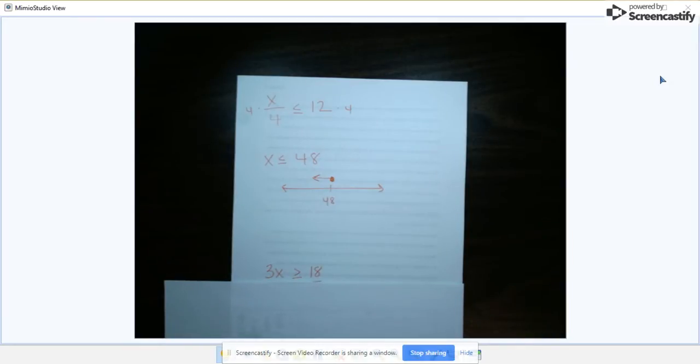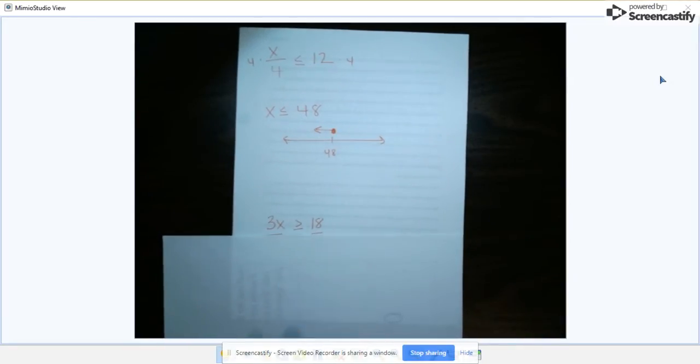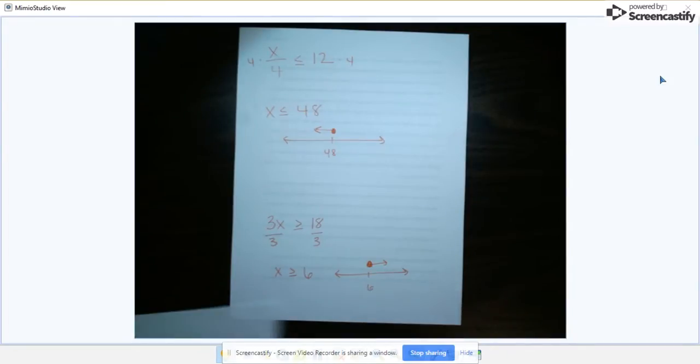Here's another one, 3x greater than or equal to 18. We get x is greater than or equal to 6.